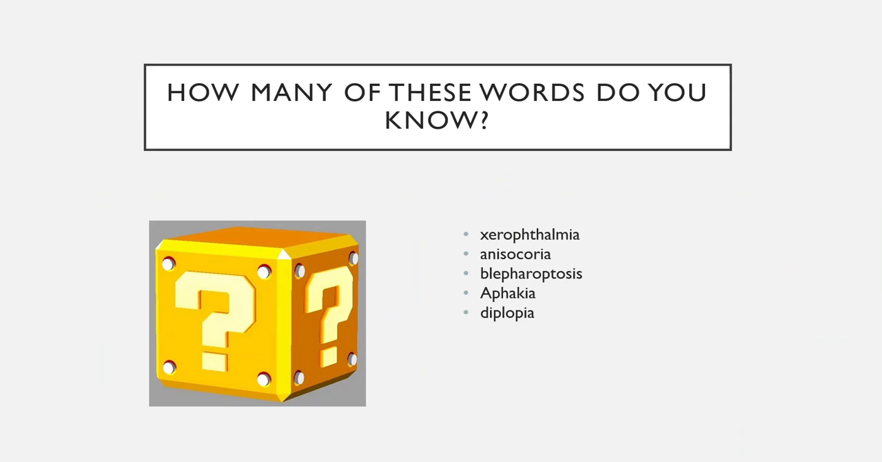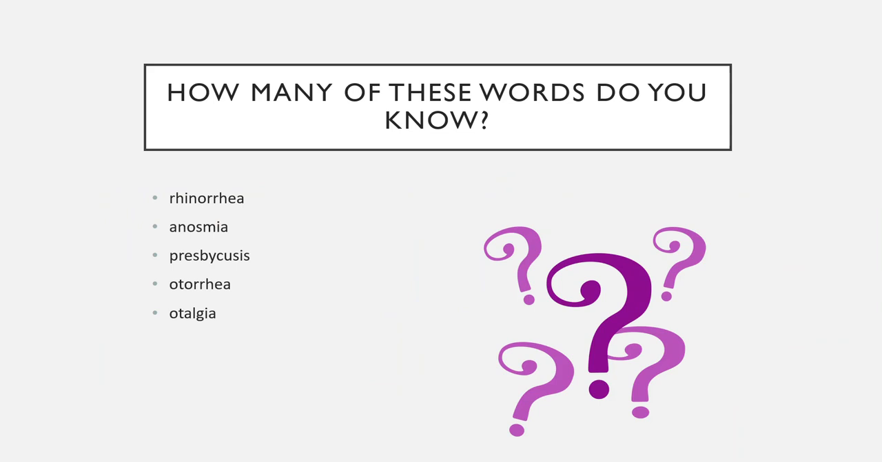So let's try. Xerophthalmia, dry eyes. Anisocoria, unequal pupils. Blepharoptosis, drooping eyelid. Aphakia, absence of a lens. Diplopia, double vision. So let's try our last set.